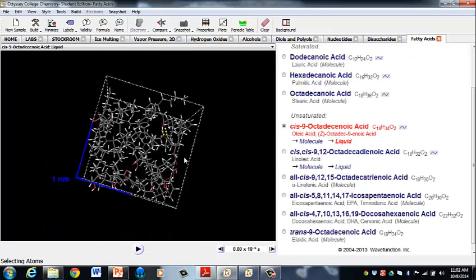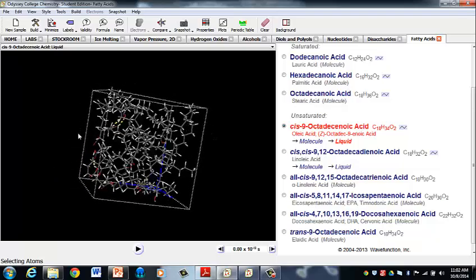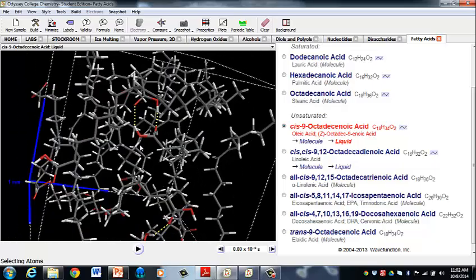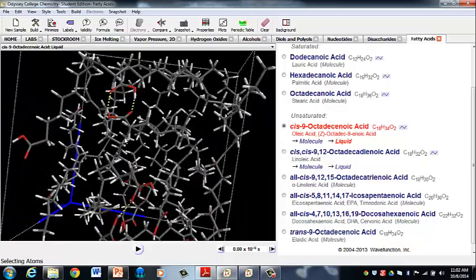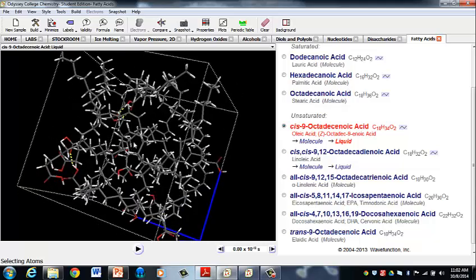If I look at fatty acids, they are these long carbon-hydrogen chains, and then they have a carboxylic acid group at one end. So again, if I have a sample of a fatty acid, there's a few hydrogen bonds, but mostly it's just these nonpolar parts of the molecule interacting.